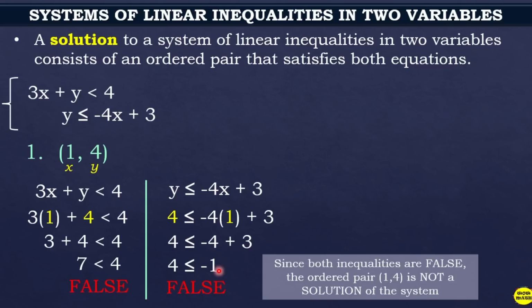So, since both inequalities are false, then the ordered pair 1, 4, etong ordered pair natin, is not a solution of the system. Okay? So, ang titingnan nyo lagi, dapat mag-true siya pareho sa parehong inequalities. Okay? So, kapag nag-false siya, ibig sabihin, kahit isa lang dyan, hindi na siya solution.